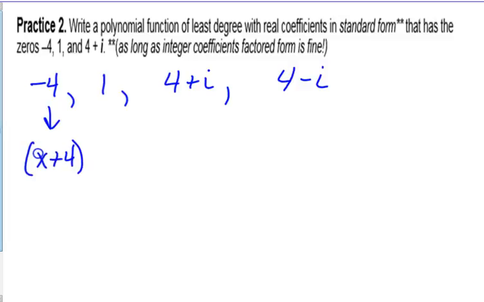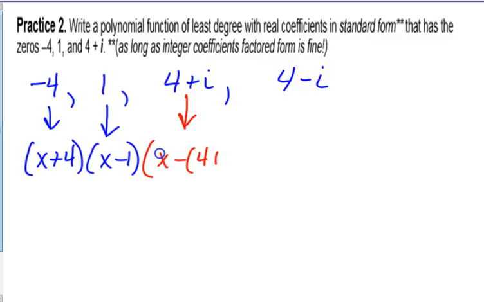x plus 4, or x minus negative 4, which is x plus 4. This as a factor is x minus 1. This as a factor is x minus 4 plus i. And this as a factor is x minus 4 minus i.